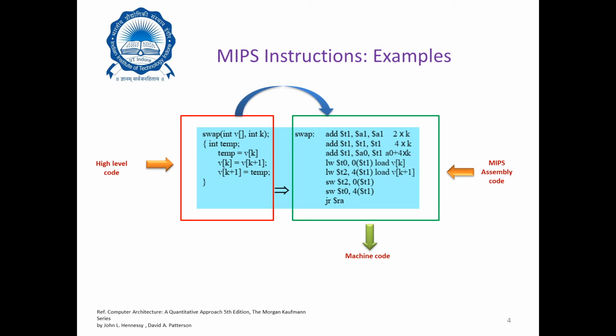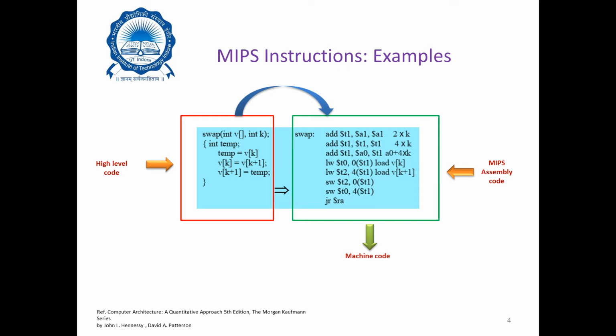Okay, so let's do one more example. Imagine you have a high-level code. It is a swapping example. You have this high-level code on the left side: temp = v[k], v[k] = v[k+1], v[k+1] = temp. The corresponding MIPS code of it will be as follows.